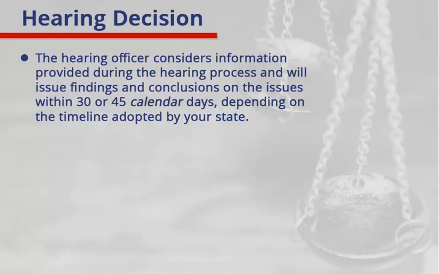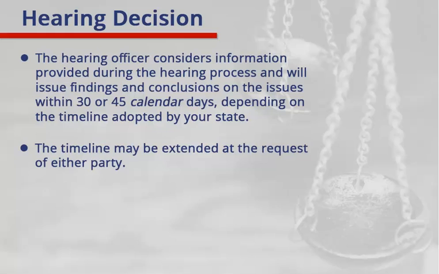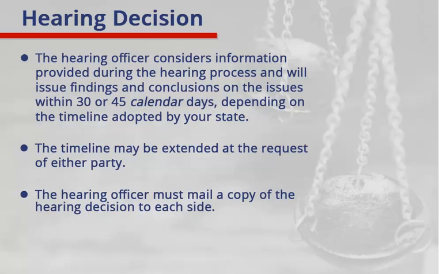The hearing officer considers all of the information provided during the hearing process and will issue findings and conclusions on the issues in the due process complaint within 30 or 45 calendar days, depending on the timeline adopted by your state. In addition to having this information in the procedural safeguards given to you, your state lead agency, or OSEP-funded parent center, can tell you the timeline your state has adopted. The timeline, however, may be extended at the request of either party. Following the hearing, the officer must then mail a copy of the hearing decision to both sides.